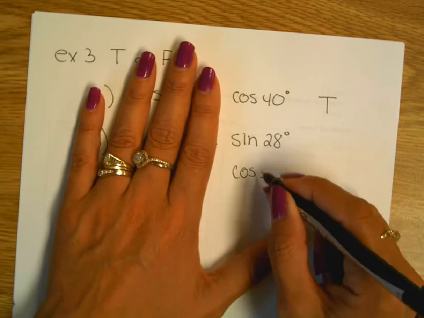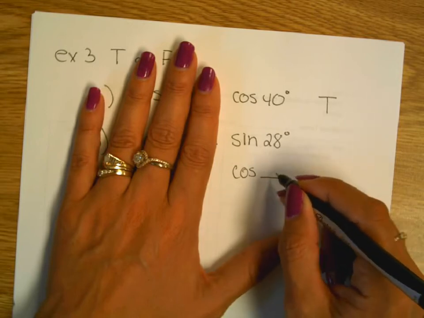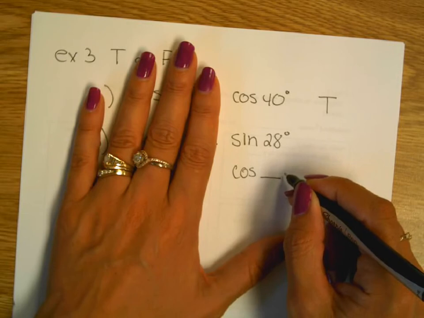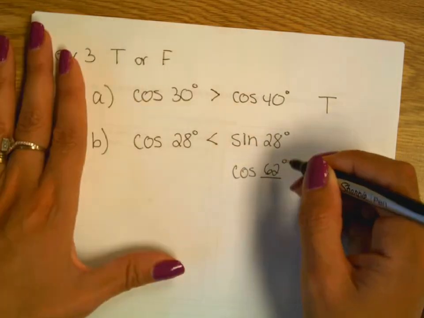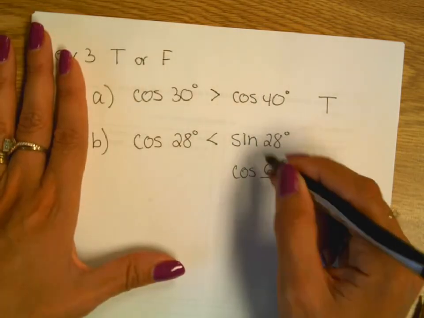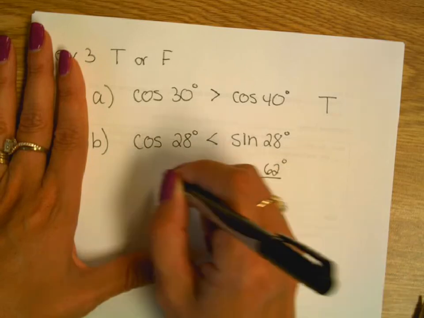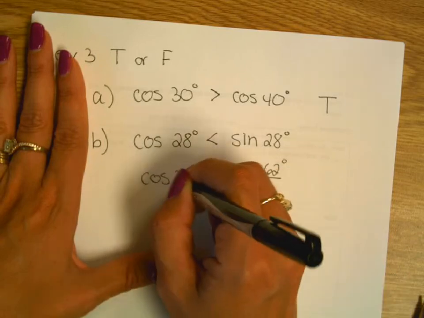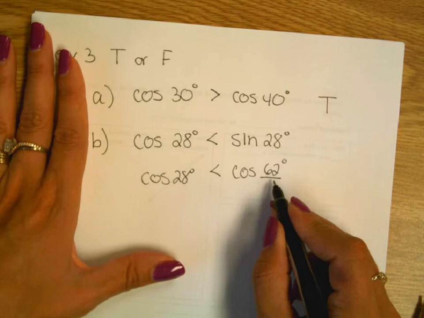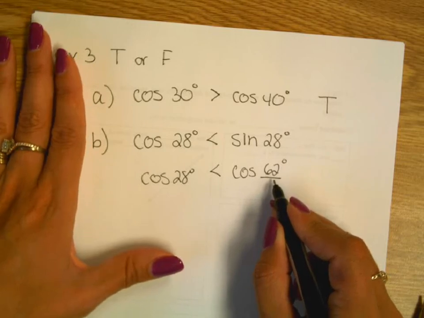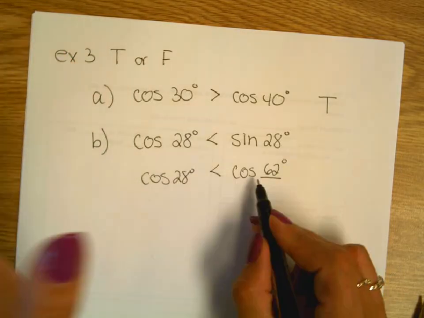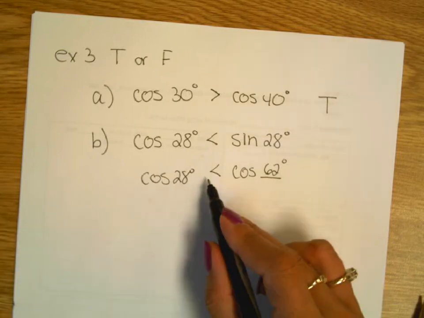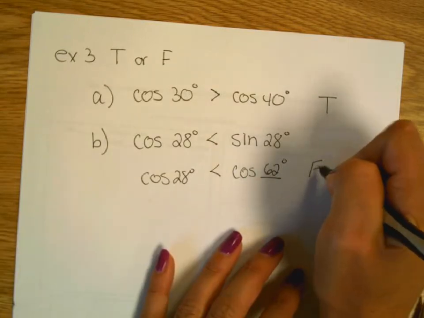What do we got to do to figure the angle out? 90 minus 28 is 62. So now, because those are equivalent, I'm switching this out for something that's equivalent to it. Is the cosine of 28 smaller than the cosine of 62? Think about the x leg. Cosine of 28 longer here, shorter here. So is cosine of 28 smaller? No. So that was false.